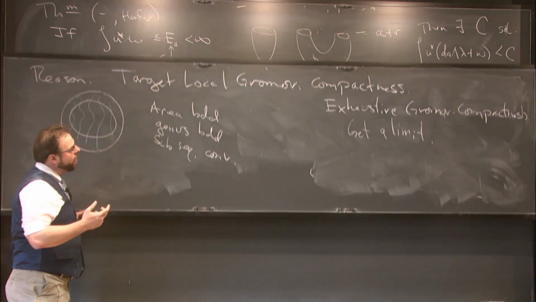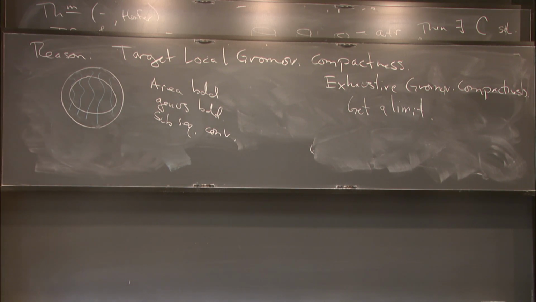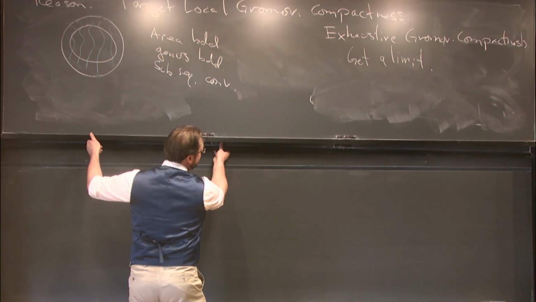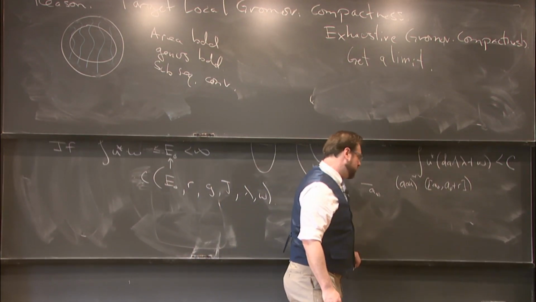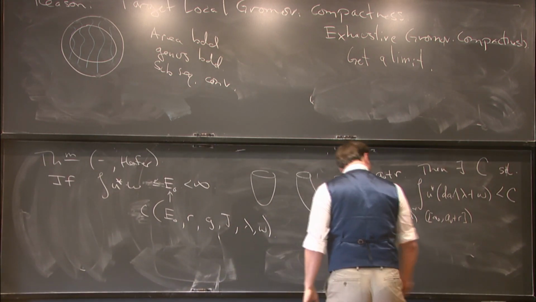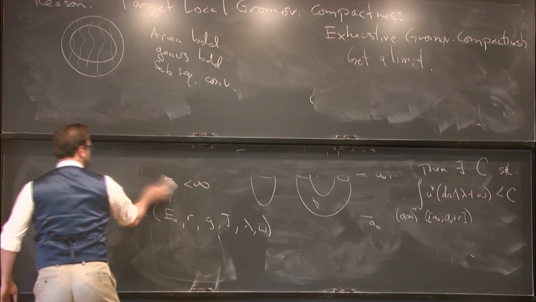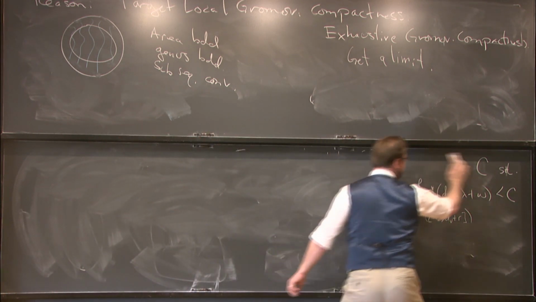Why? Well, there's a couple of reasons. Remember, we don't have energy bounds. And a lot of properties that are nice, that the pseudo-holomorphic curves have, extend from having energy bounds. So how bad could it be?